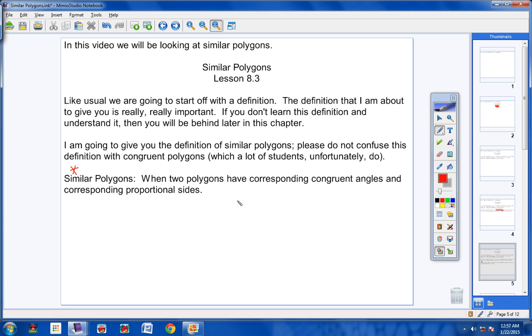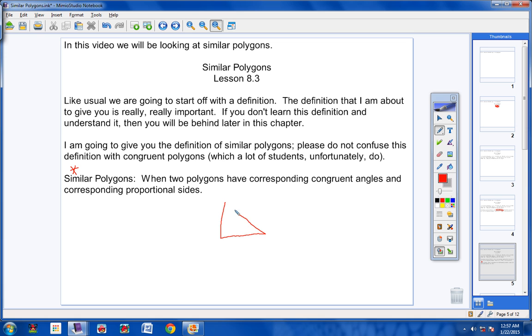You must have congruent angles, and you must have proportional sides. Now, if you don't understand what that means, I'm going to explain it in just a second, okay? But make note, somewhere in your notes, you need these two things, okay? Let me give an example of similar polygons. Copy this down. Triangles are a really good polygon to use.